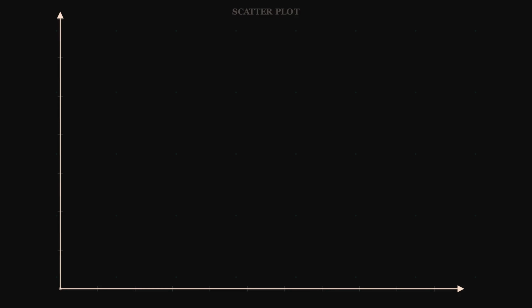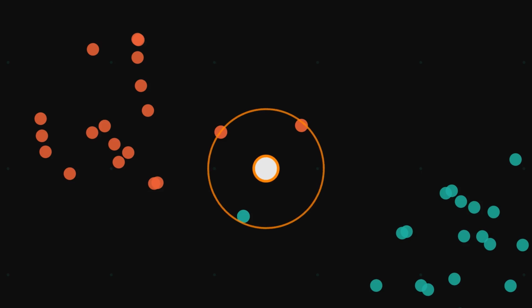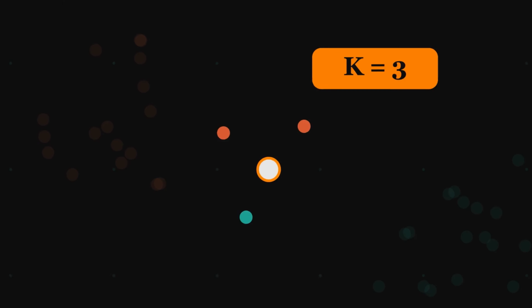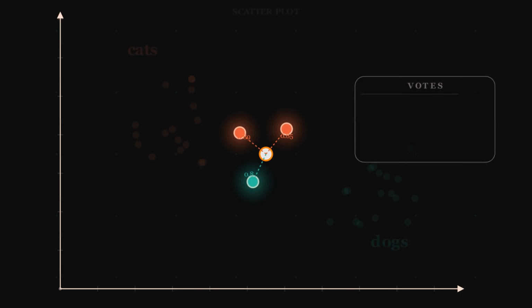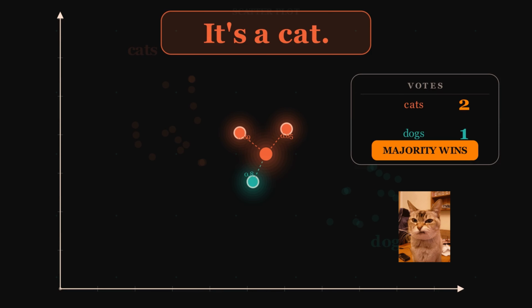Here's how it works. Okay, if I picture a scatter plot, red dots are cats, blue dots are dogs. Now a new gray dot shows up somewhere in the middle, and we have no idea what it is. So what does KNN do? It looks around, finds the 3 nearest dots, 2 red, 1 blue. Majority wins. It's a cat. That's it. That's the whole algorithm.